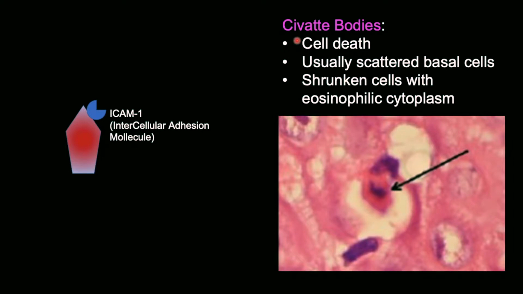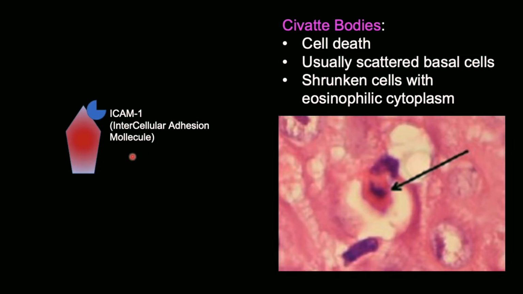By Civatte bodies we basically mean the apoptotic cells that we see in the epidermis, and that usually happen either scattered along the basal cell layer, or the entire epidermis will have those cells. Whenever you see very eosinophilic cells with atrophic or pyknotic or dark nuclei, think of apoptosis or dyskeratosis. Those terms all mean the same thing, or Civatte bodies, meaning the cell is dying.